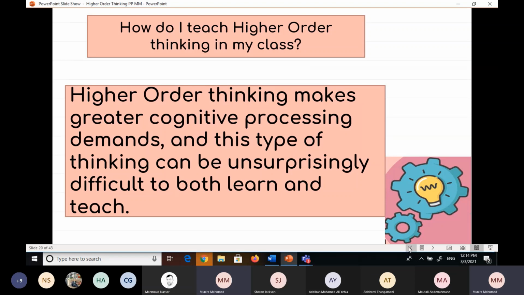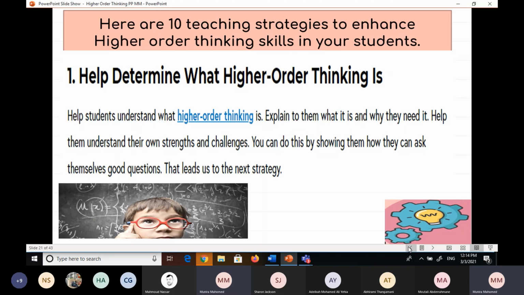So how do I teach higher order thinking in my class? How are you going to teach it? Well, obviously, higher order thinking makes greater cognitive processing demands on students. And this type of thinking can be unsurprisingly difficult both to learn and for us to teach as well. So I just have about 10 strategies that I'm going to share with you quickly about higher order thinking. The first one, help determine what higher order thinking is.